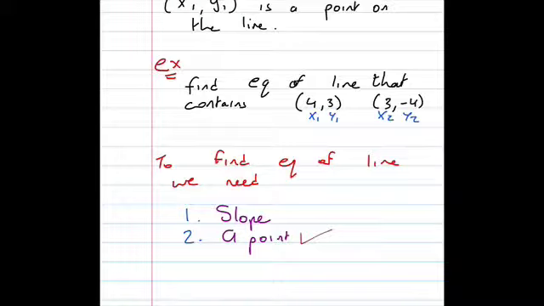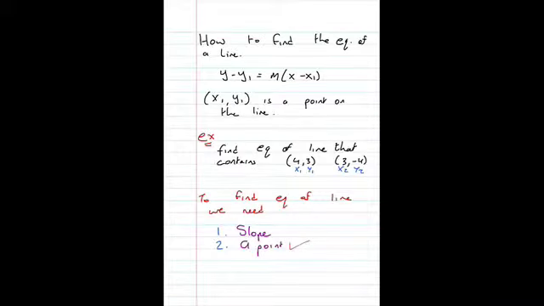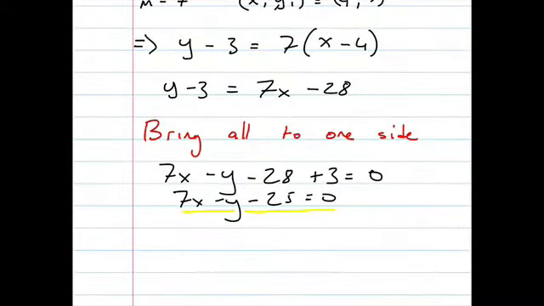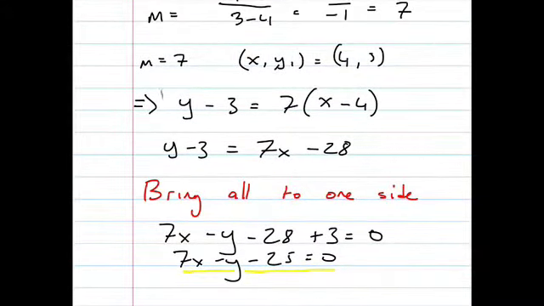Do I have a slope? No. Can I find a slope? Yeah. How? The slope formula, exactly. You okay with that, Sinead? Emma? Yeah, do the slope formula. And I sub them in and I get m is equal to 7. Sub in for the slope. I bring all to one side. Have any questions on that?